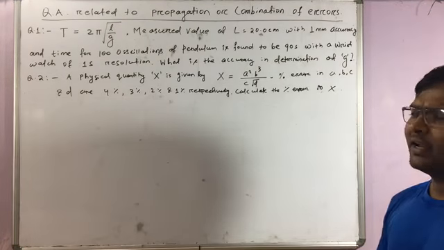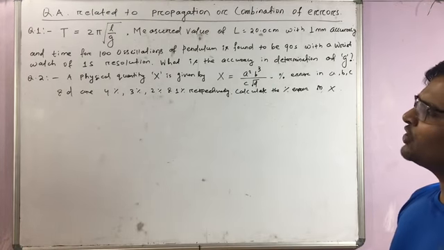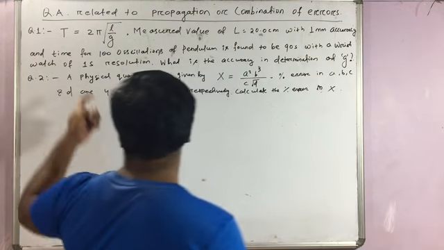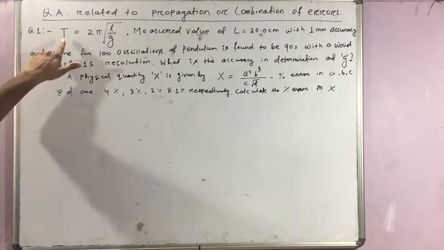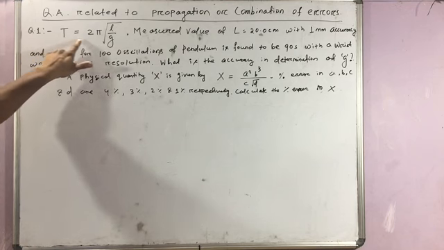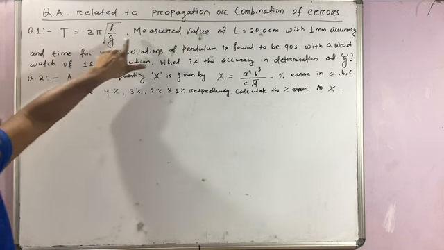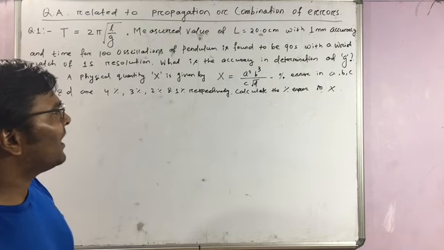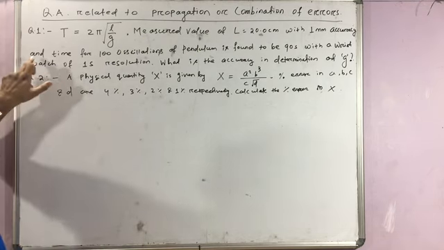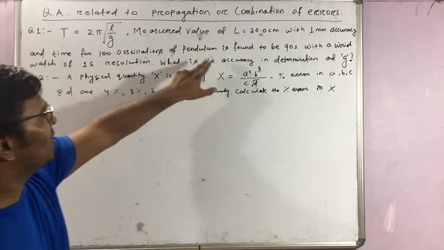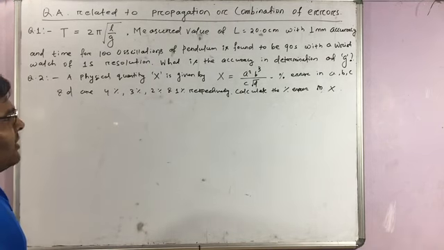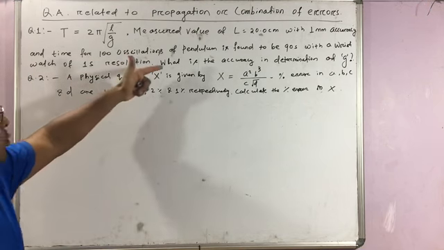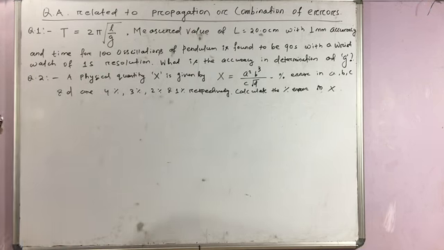So students, let us discuss these questions based on propagation or combination of errors. One question is there in your NCERT book. The time period of a simple pendulum is given by T is equal to 2 pi root over L by G. The measurement of L is 20 centimeter with 1 millimeter accuracy, and the time for 100 oscillations of the pendulum is found to be 90 seconds with a wristwatch of 1 second resolution. Question is, what is the accuracy in determination of G?